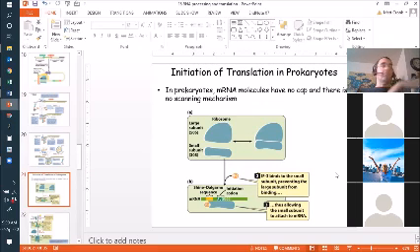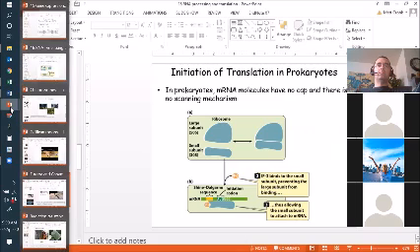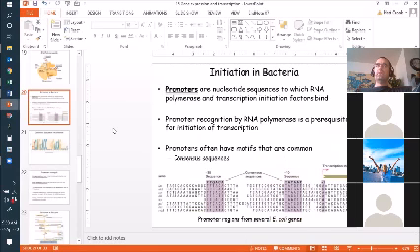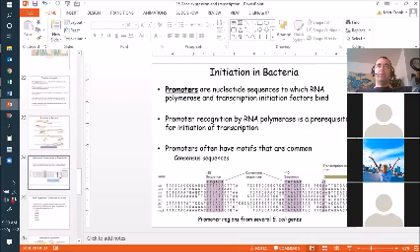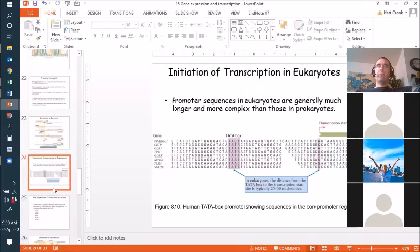Yes, I had a question on PowerPoint 15. You were just on it, where the TATA box is, and it says promoter sequences in eukaryotes are generally much longer and more complex than those in prokaryotes. Is that just because the promoter regions in eukaryotes have 2 types of promoters, the regulatory promoter and the core promoter, or is it because control of eukaryotic gene expression is far more complex than in prokaryotes?